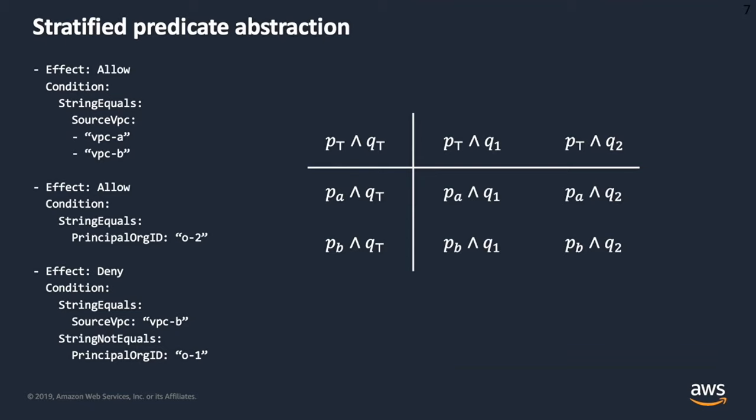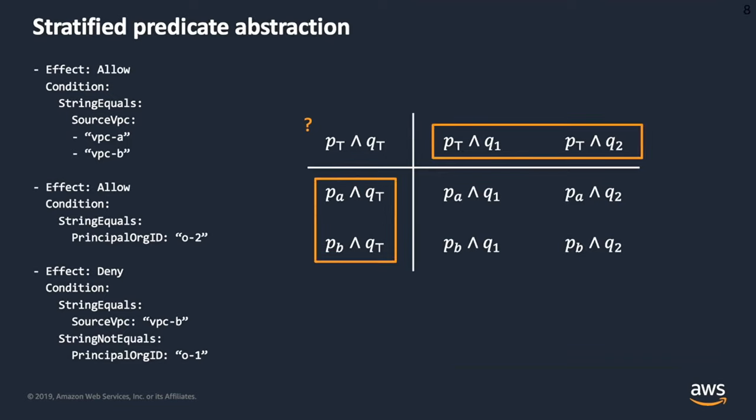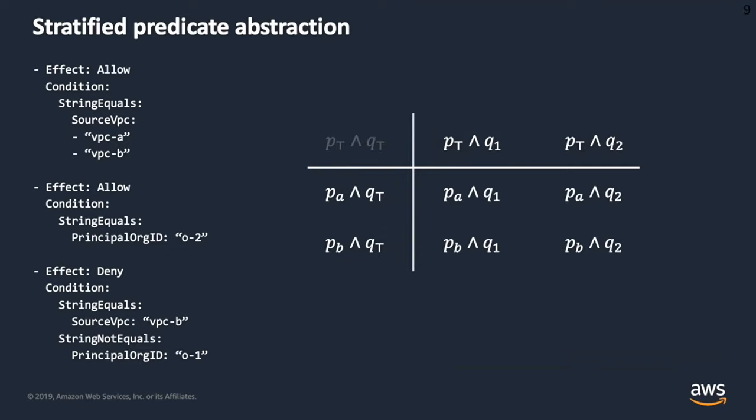These cubes are all the possible findings we can return. What's left is to select a sound, precise, and compact subset of them. For example, we don't need the finding PTOP and QTOP. We can replace it with these 4 more precise findings. Every access allowed by the policy and by the finding PTOP and QTOP is allowed by one of these more precise findings. On the other hand, we can't get rid of PA and QTOP. This finding can't be replaced by these more precise findings.